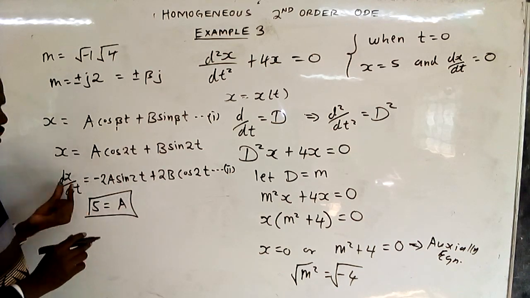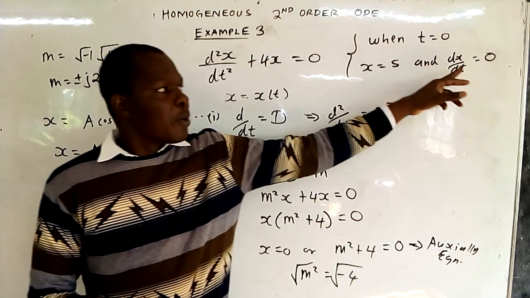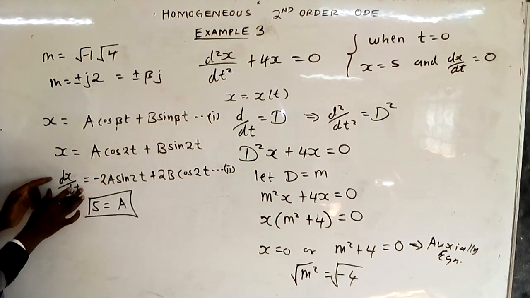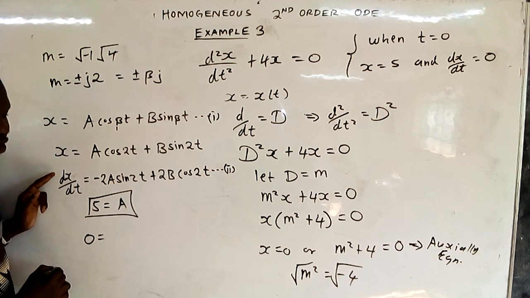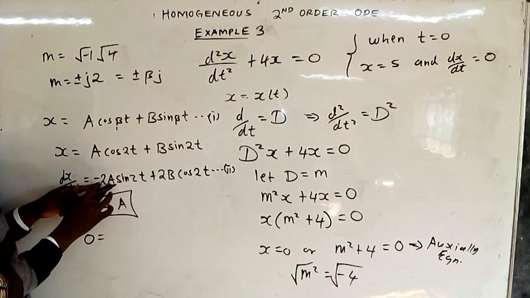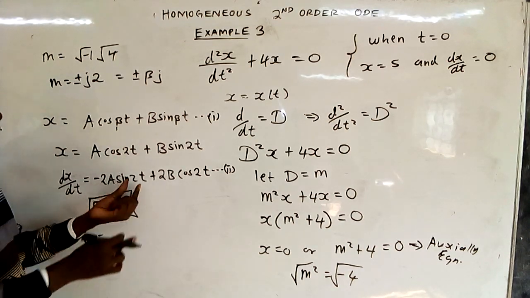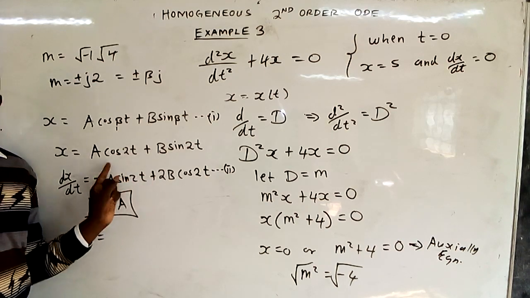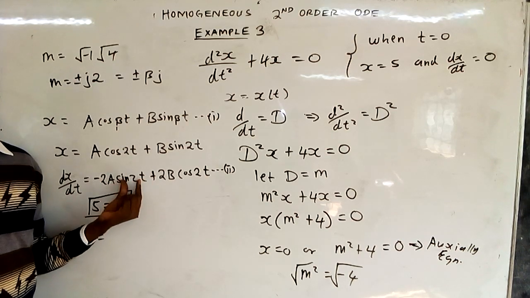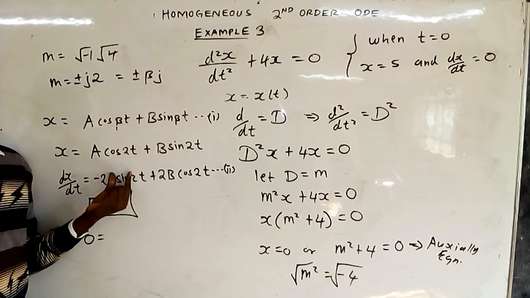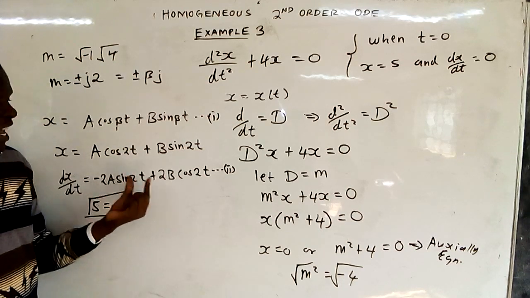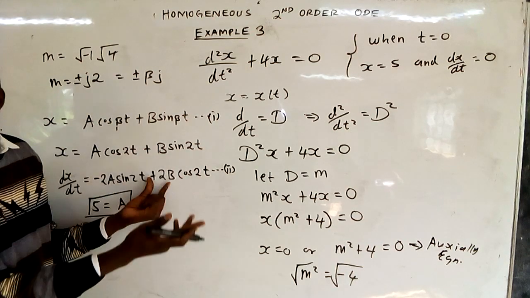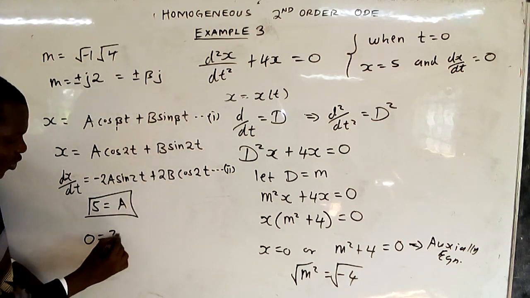Then in the second equation, where there is dx over dt, we put 0. Is that okay? So dx over dt is 0 equals minus 2a sin 2t plus 2b cos 2t. Where there is t, you put 0. So when t is 0, sin 0 is 0, meaning the whole of this term will go to 0. So 0 times negative 2a, the whole of this will go to 0. Are we together? Then here, cos 0 is 1, meaning you remain with plus 2b, which is just 2b, isn't it? So this one is equals to 2b.